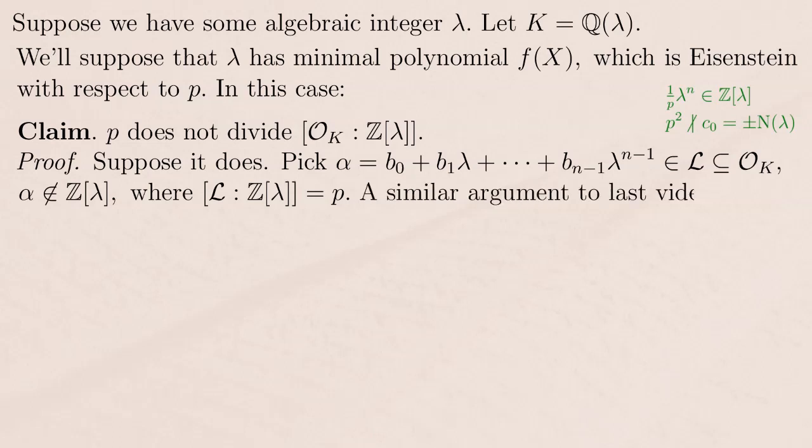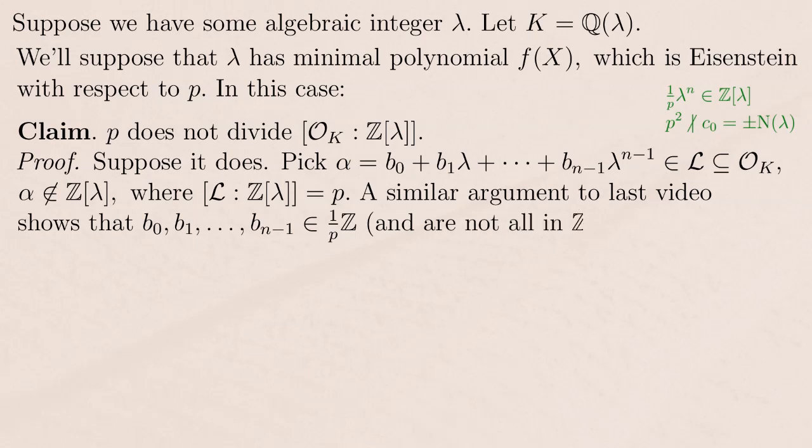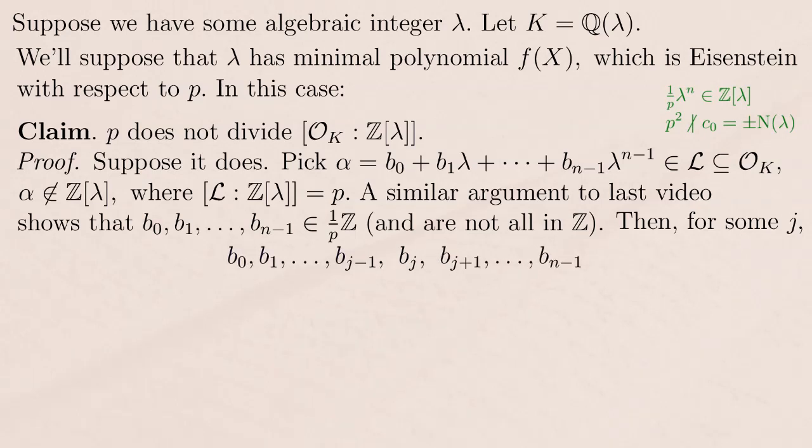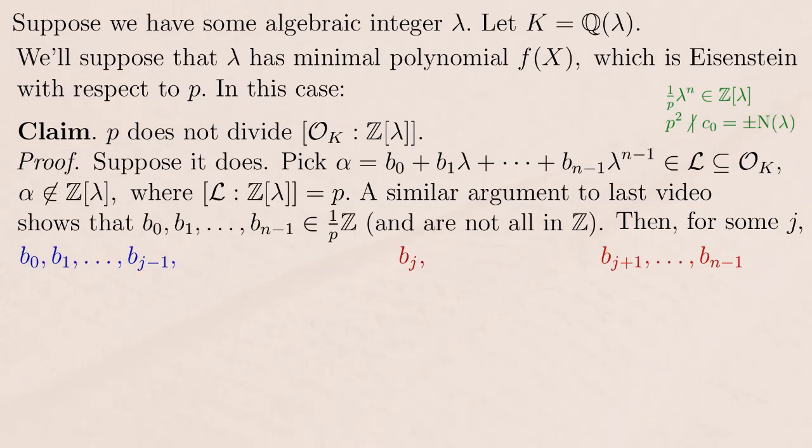Now, a similar argument from last video shows that each coefficient b sub i must actually be an integer divided by p. And because we've assumed that alpha isn't in z adjoin lambda, these b sub i are not all integers. So let's suppose that the first non-integer in this list is b sub j. That is, pick the number j between 0 and n minus 1, such that b0 up to b sub j minus 1 are all integers, but b sub j isn't. And I don't really mind where the rest of the coefficients are, but they're all definitely integers divided by p.